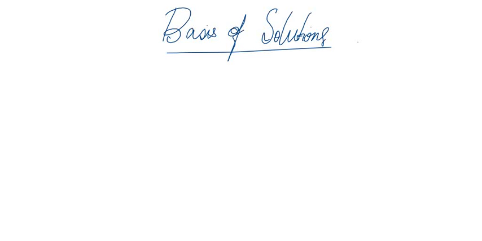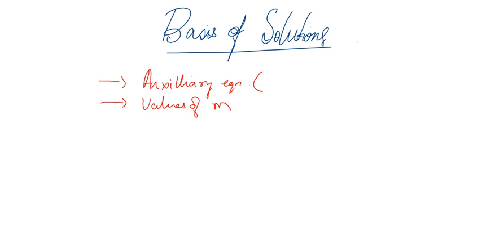Hello friends, in the last video we learned about solving a second order homogeneous differential equation. So what were the steps? Step number one: find the auxiliary equation. We get the values of m if we take it to be m square plus am plus b is equal to 0, of course. So we'll get the values of m then.